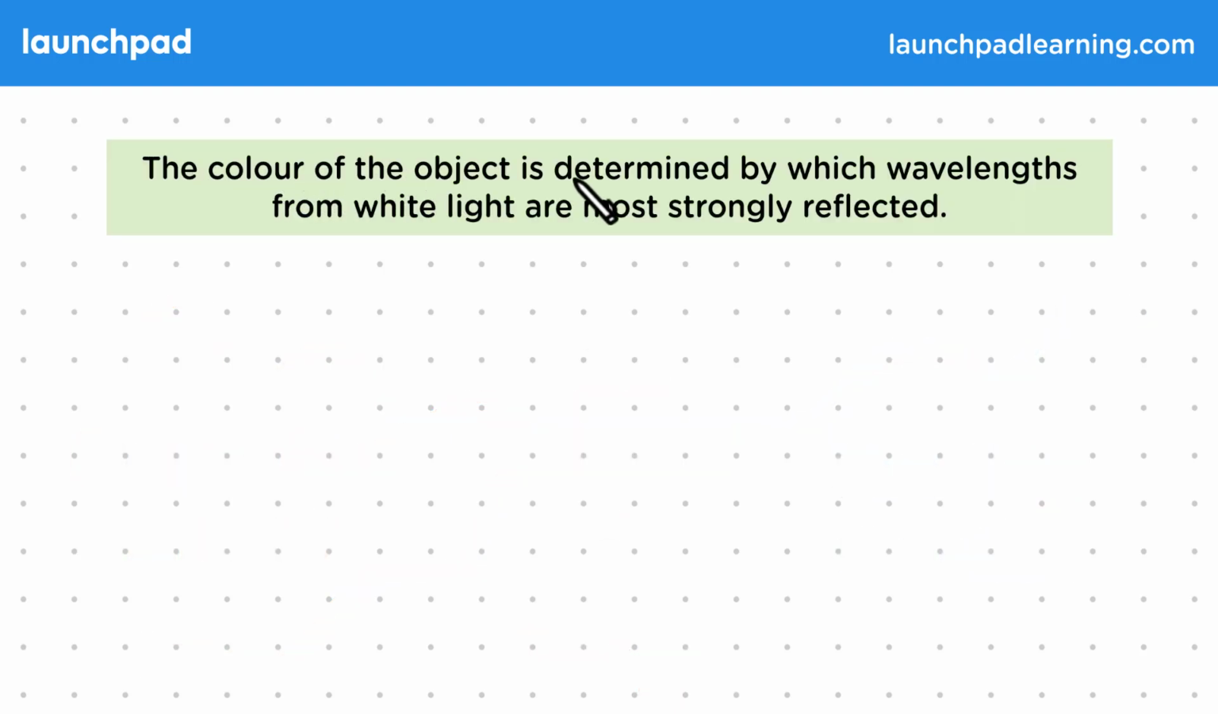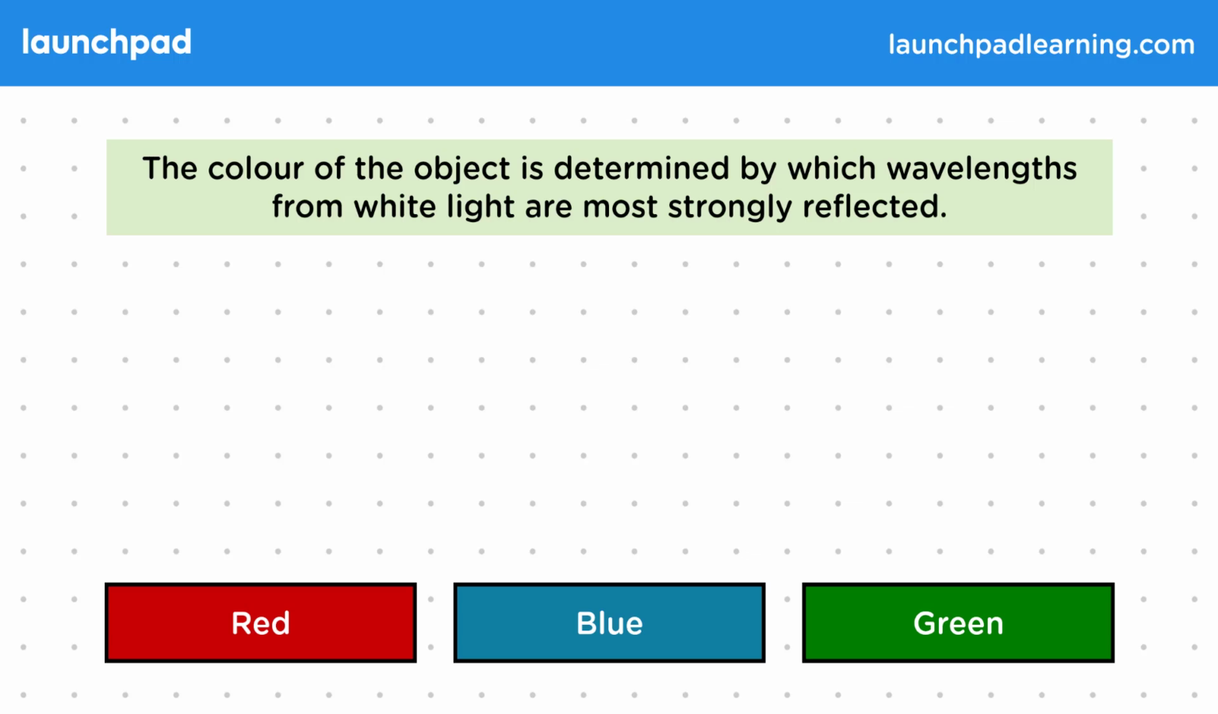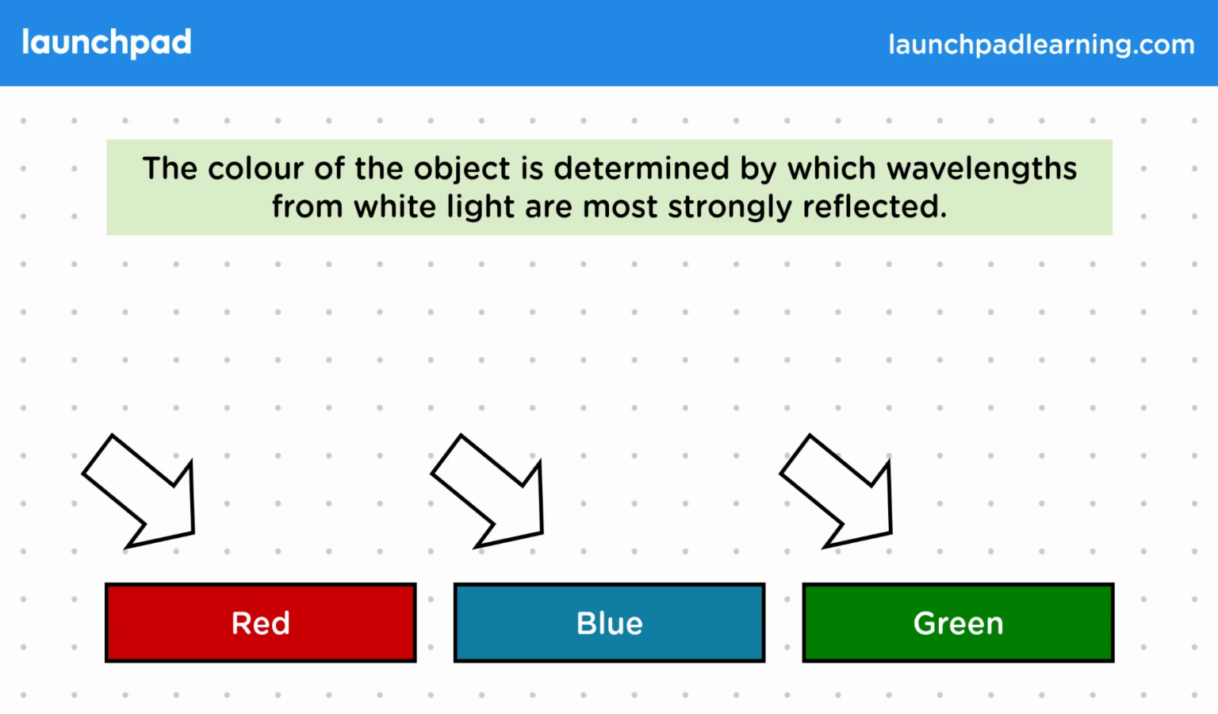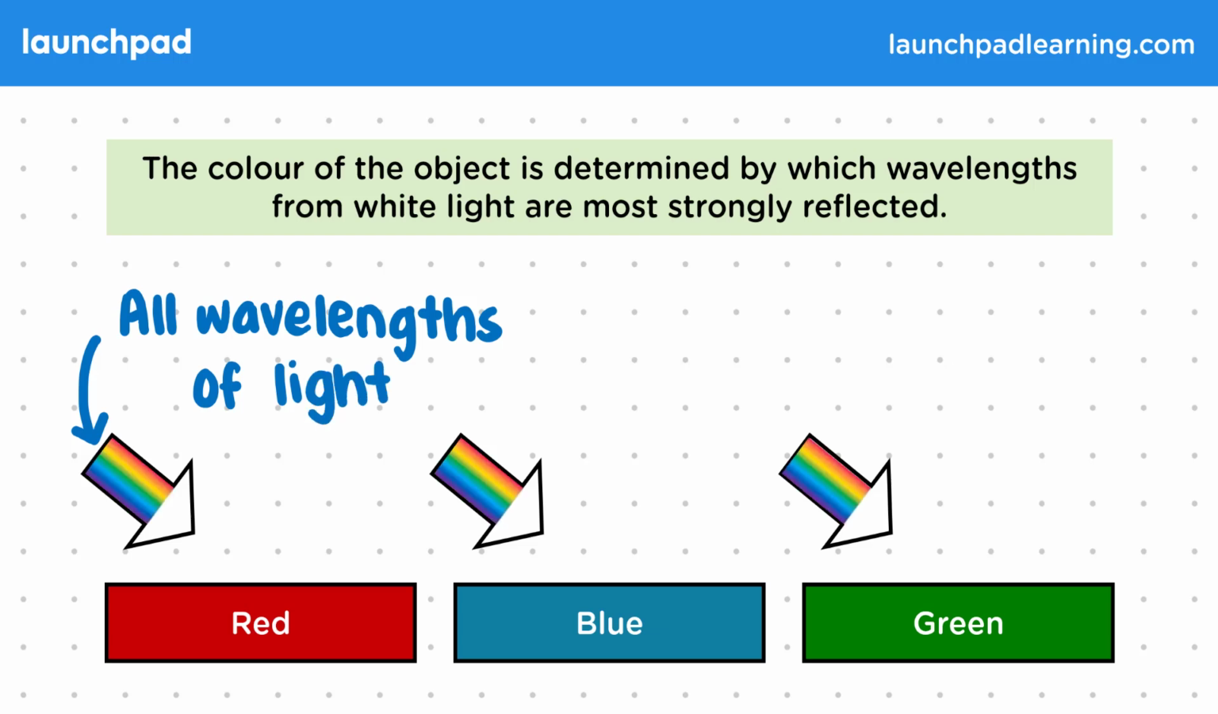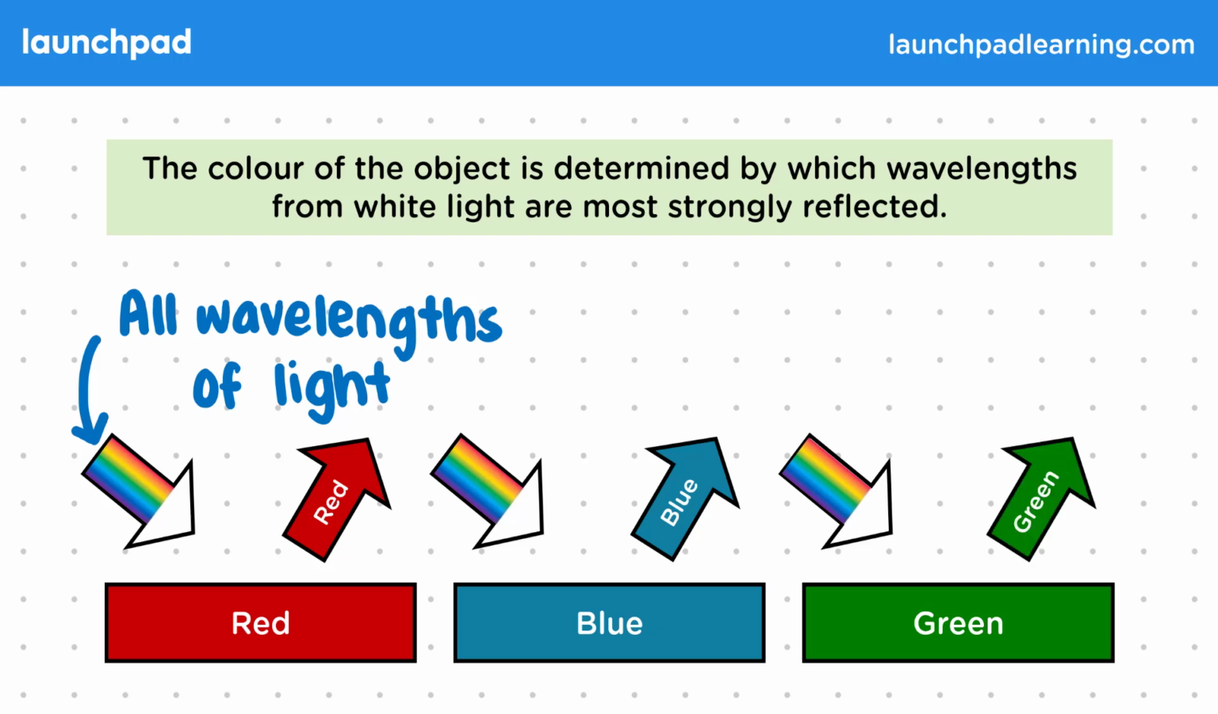The colour of the object is determined by which wavelengths from white light are most strongly reflected. Let's imagine we're directing white light at 3 different surfaces: one red, one blue, and one green. Remember that white light is formed by a combination of all wavelengths of visible light. As we saw with the orange fruit, each surface will only reflect the wavelengths of the same colour. So the red surface only reflects red light, the blue surface only reflects blue light, and the green surface only reflects green light. In these cases, the other wavelengths in the white light are absorbed.